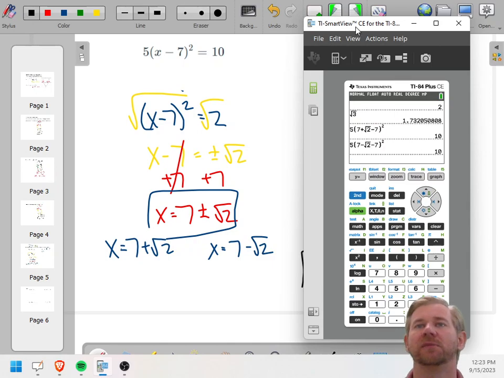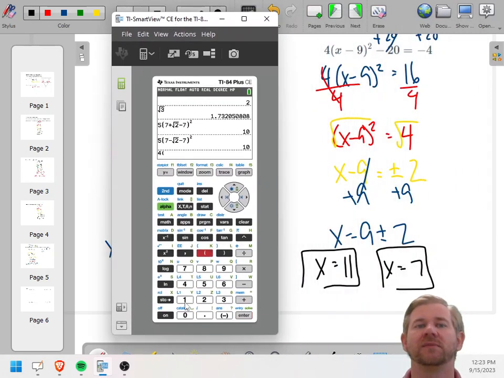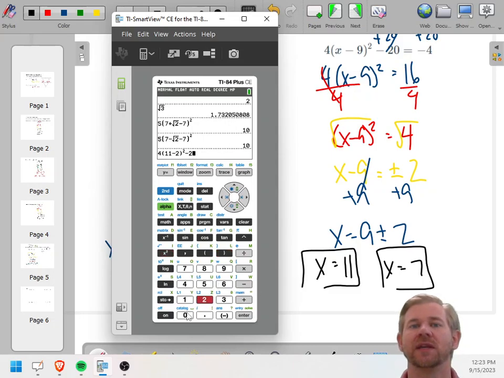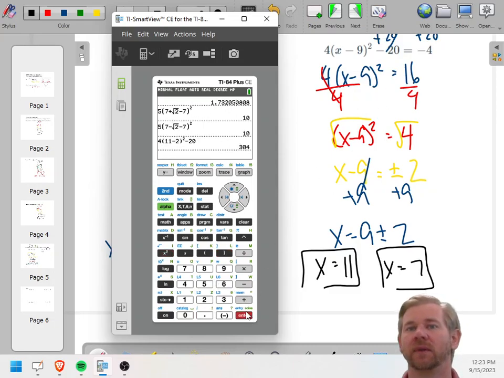And you can check it. You can plug it in. 4 times 11 minus 2 squared minus 20. I should get negative 4. Whoa. That's not negative 4. What did I do wrong? 11 minus 2 is 4 times 4 is 16 minus 20.